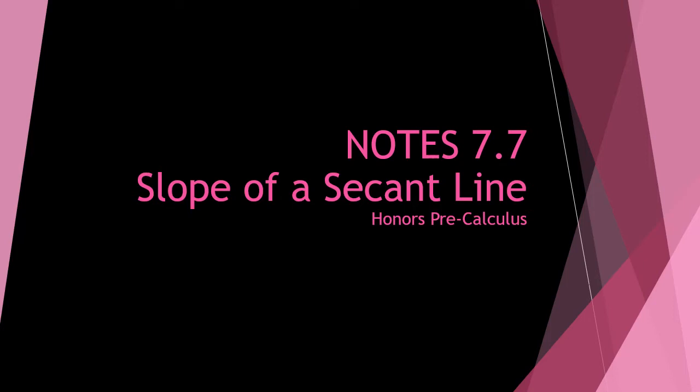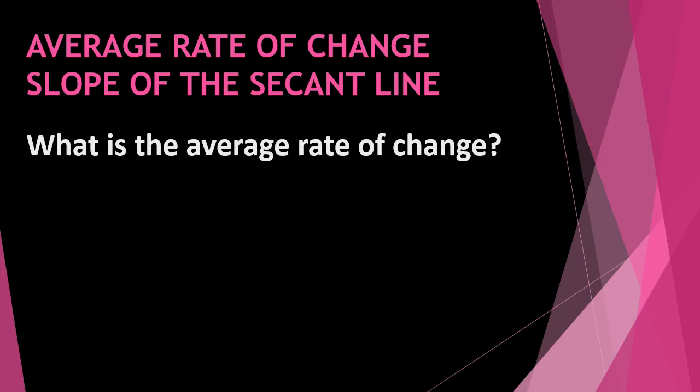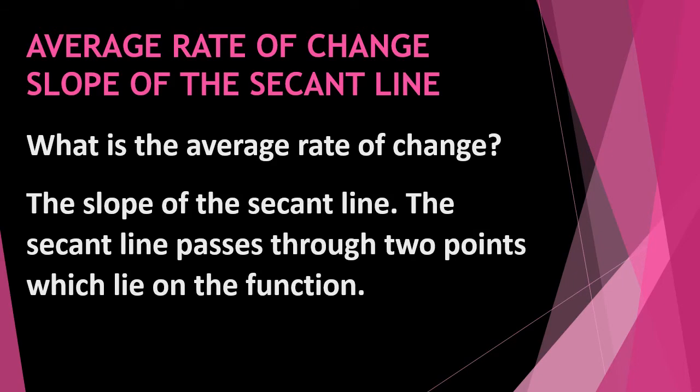So today we're going to talk about slope of the secant line. And if you can find slope, then this is going to be a relatively easy lesson for you. We were going to use the slope of the secant line to find the average rate of change of a function. So what is average rate of change? Well, average rate of change is simply the slope of the secant line. The secant line will pass through 2 points which lie on the function.